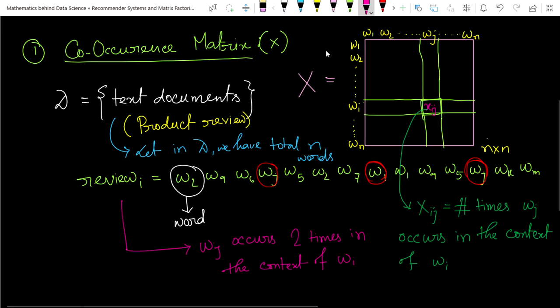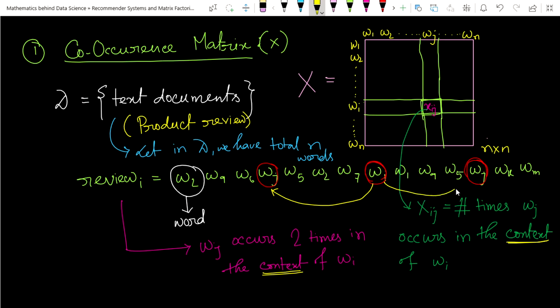What is this context meaning? Context means we have to define some distance. If we take this distance on the left side, after 3 words Wj occurs, and if we take the distance on the right side, after 3 words Wj occurs. So here the distance is 3. After 3 words this Wj occurs, so we have to choose this distance.